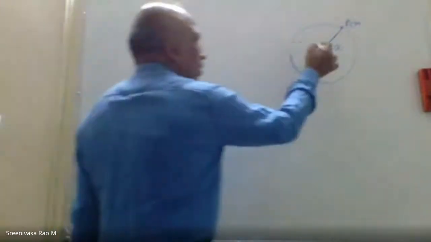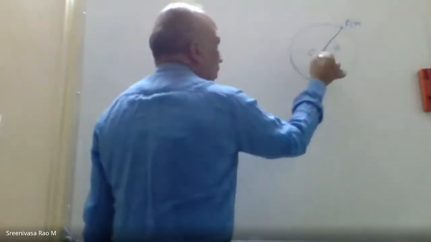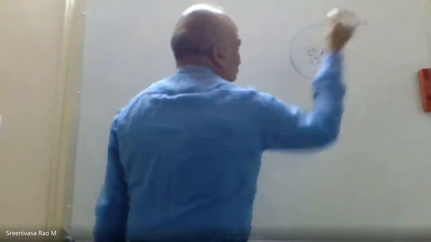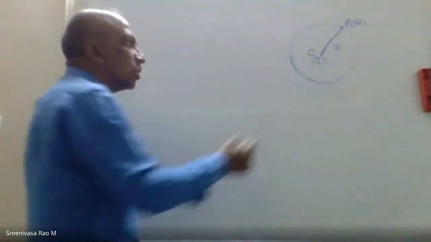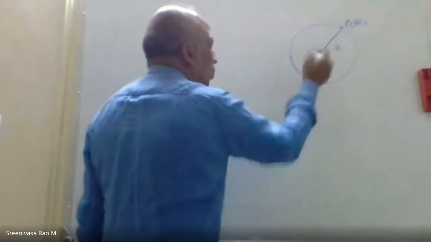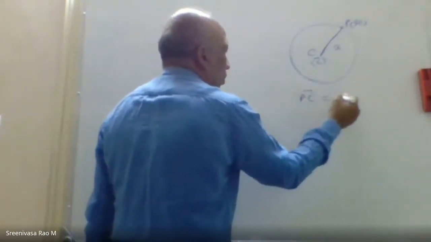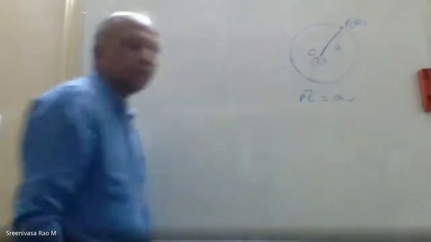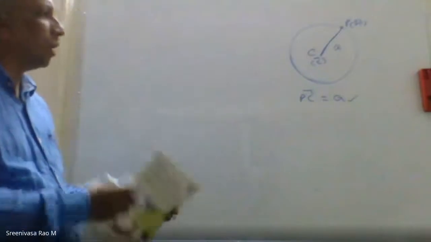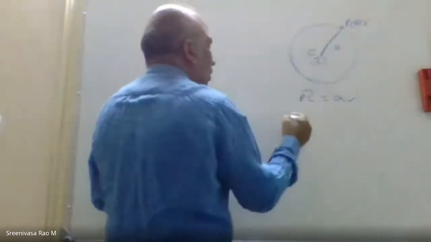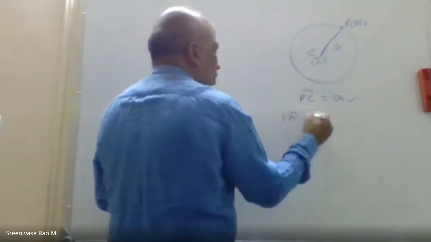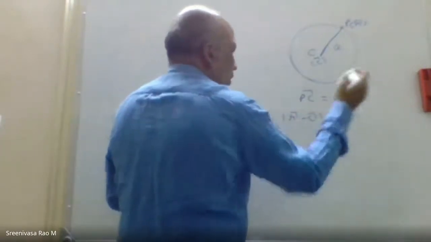So this is the center, the C bar. If we take the position of this R bar, we can write CP bar is equal to a constant. CP bar is equal to PC bar, which is the length between these two. So I can write mod R bar minus C bar is equal to A.